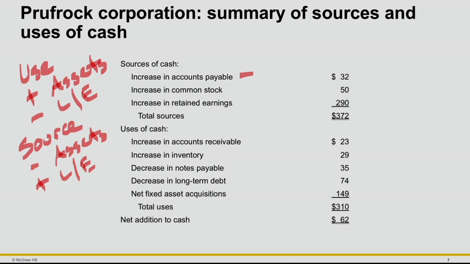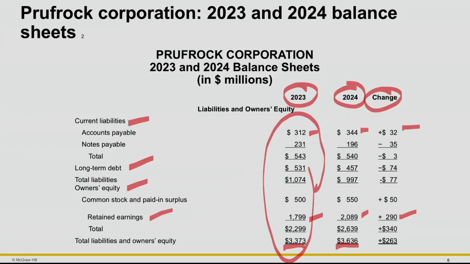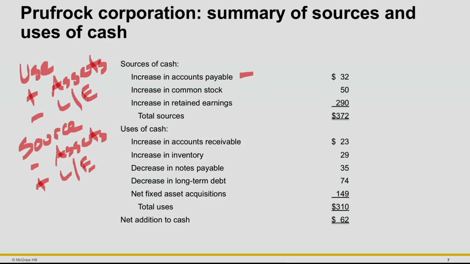Increase in accounts payable. Think about it for a moment. Where is accounts payable, left-hand side or right-hand side? Here's a hint. Yeah, it's on the right-hand side, right? So an increase in accounts payable, since it's a liability, would be a source of cash. Why is it a source of cash? Because we've been able to borrow from one of our vendors, one of our suppliers, more than we were borrowing before.